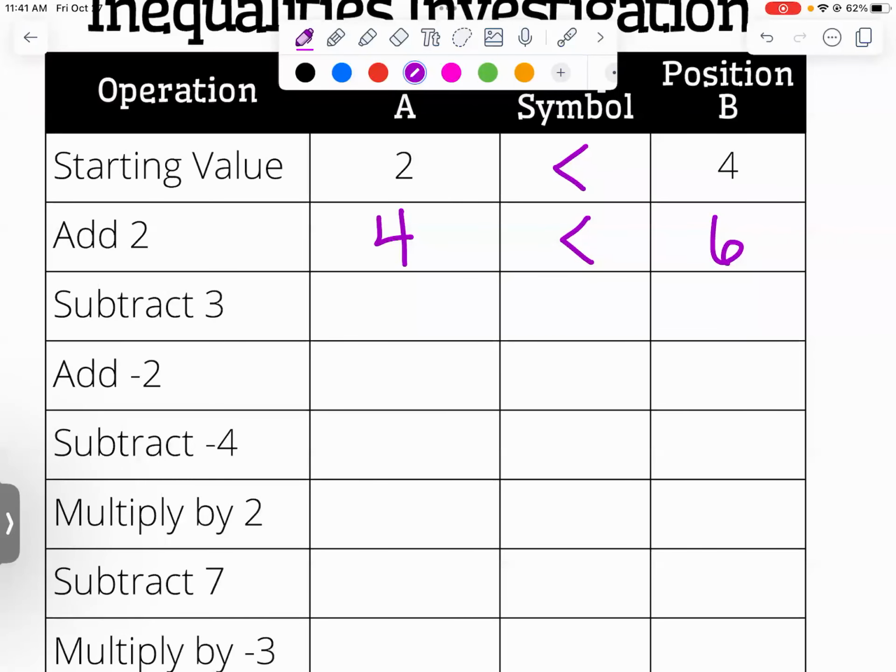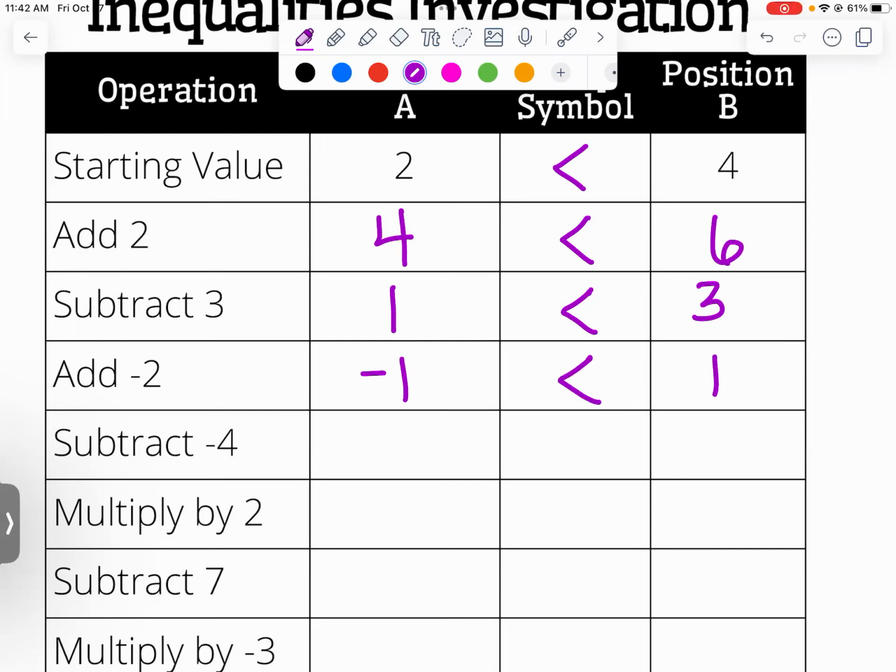All right, here we go. If we subtract 3 from 4, what do we get? And if we subtract 3 from 6, which number is bigger? If we add -2, Kelton, what's the same thing as adding -2? We're minusing 2. So this becomes a -1, and 3 minus 2 is a +1. Which number is bigger? 1.